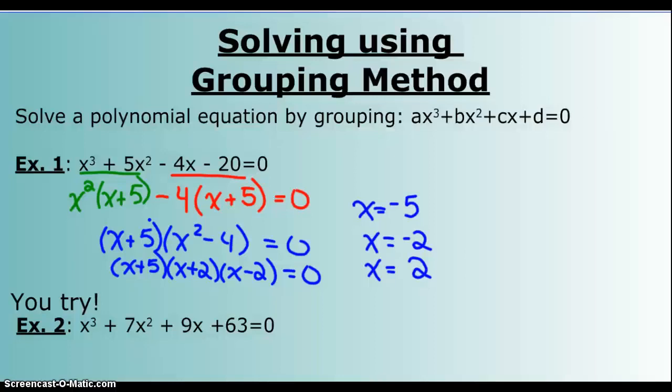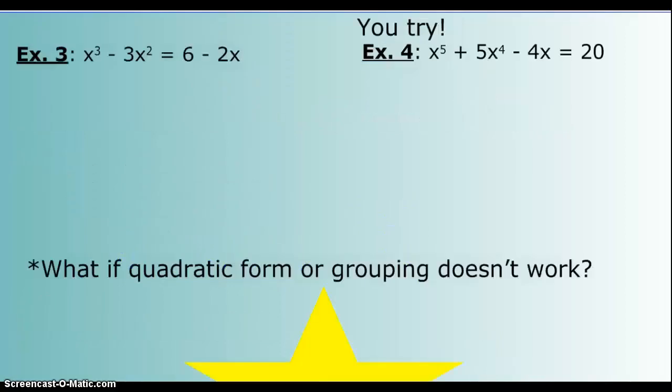And the answers you should get are x equals plus or minus 3i, and x equals negative 7. All right, let's go on to example number 3. Here we go. Oh man, it's not all on the same side. So let's go right ahead and subtract over this 6 and add the 2x. So x cubed minus 3x squared plus 2x minus 6.